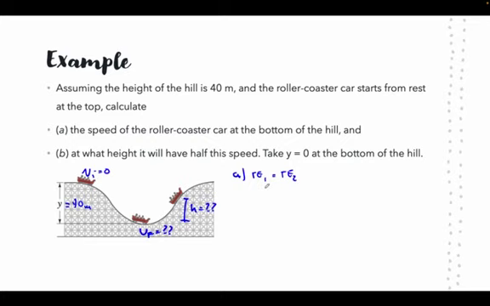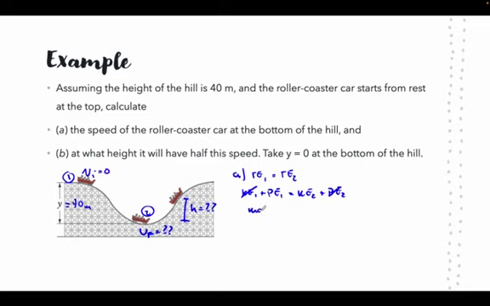Now, the first thing I have to do is choose a point 1 and a point 2. So I'm going to choose this point as point 1, and this point as point 2. So kinetic energy at point 1 plus potential energy at point 1 is going to be equal to kinetic energy at point 2 plus potential energy at point 2. Since I know that the initial velocity is 0, the initial kinetic energy is 0. And I also know that the final height is 0, so the final potential energy is 0.